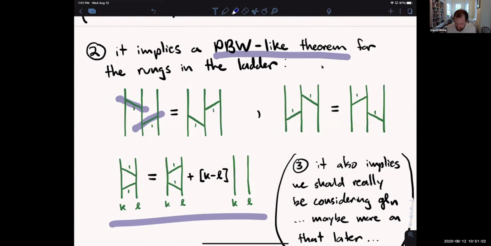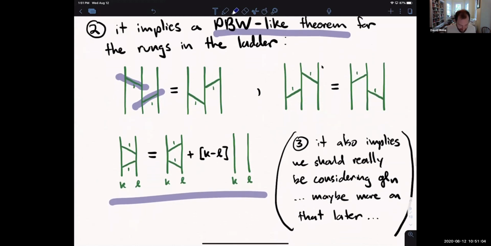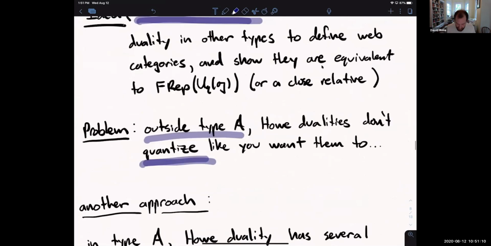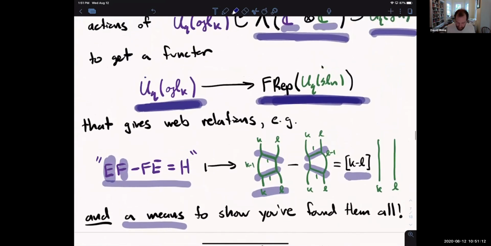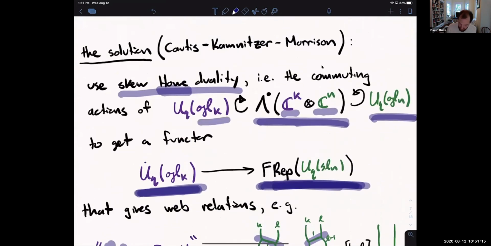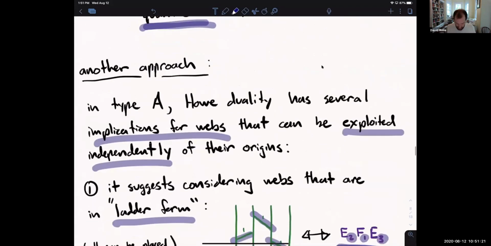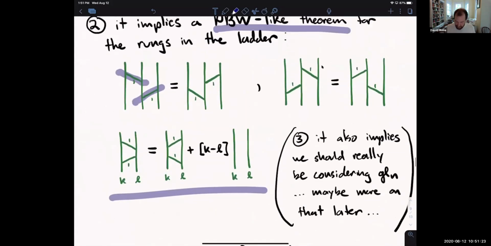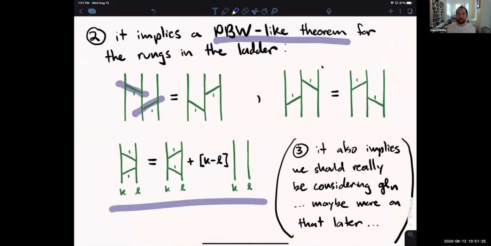And then maybe a third takeaway, which probably I won't have the time to get to, is that when I stated Howe duality, I didn't say SL, I said GL when talking about the dualities, and then somehow SL appeared here. So another takeaway is that Howe duality is really about GLN, GLK, but we'll see if we get to that takeaway.